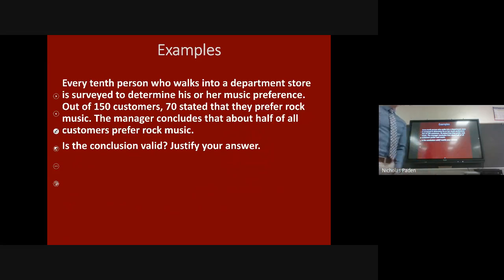Okay, so our next one here. Every 10th person that walks into a department store is surveyed to determine their music preference. So out of 150 customers, 70 state they prefer rock. So that's about half of the customers. So this is all good, but the question is, is it valid? Is this a random sample?